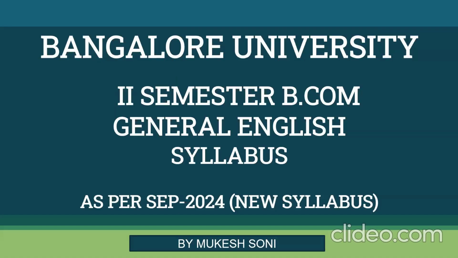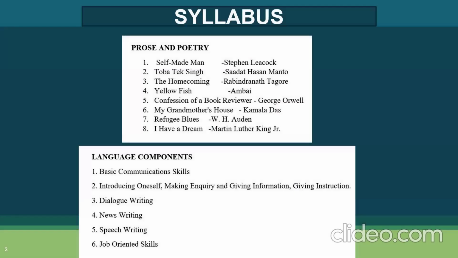Friends, in this video I'm going to give you an introduction to the syllabus of second semester BCom General English under Bangalore University, and this is the SCP syllabus which was introduced from the year 2024. And let's have a glance at the blueprint of the syllabus. You have here 8 chapters from the prose and poetry section and 6 important lessons from the language component. So let's have a discussion one by one about each chapter.